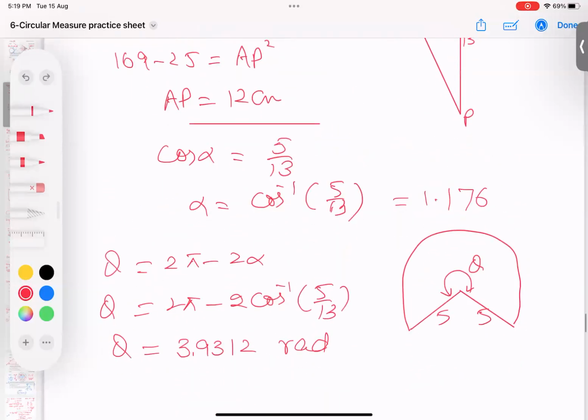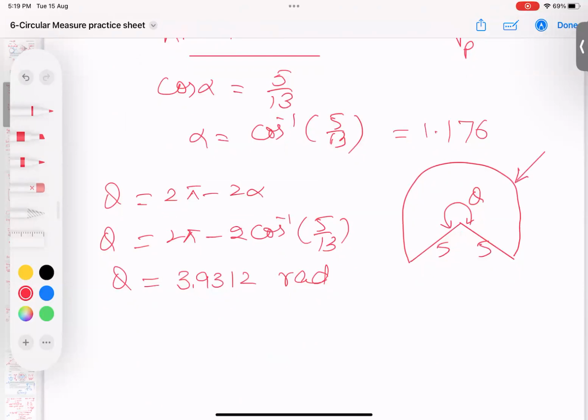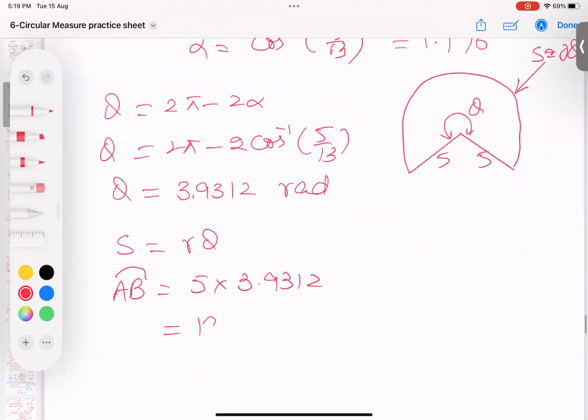Okay, now I think students know how to get this arc length. All students know S equals R theta. So the arc length formula is R theta. So for arc length AB, R is 5, theta is 3.9312. If I multiply 3.9312 times 5, I'm getting 19.656 centimeter. So what is the chord length, students?